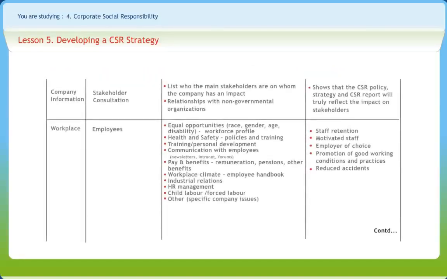The CSR strategy revolving around workplace includes those regarding employees, so as to maintain staff retention, garner motivated staff, become employer of choice, ensure promotion of good working conditions and practices, and reduce accidents.